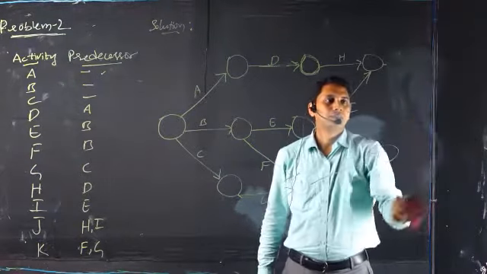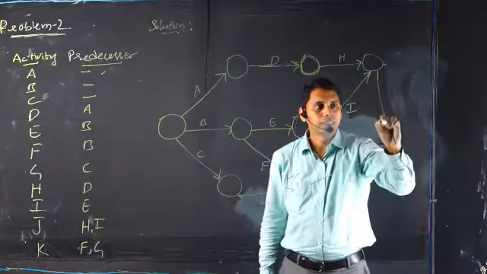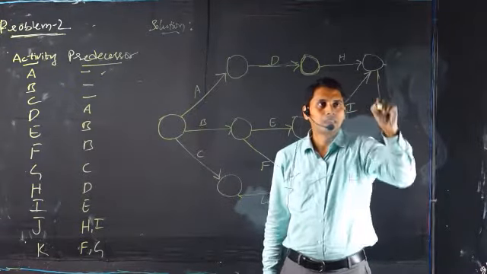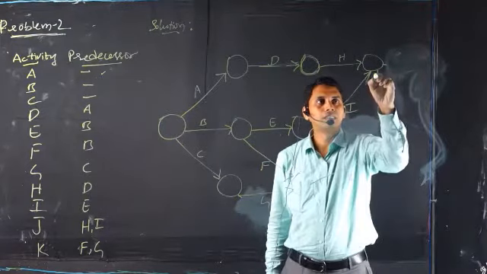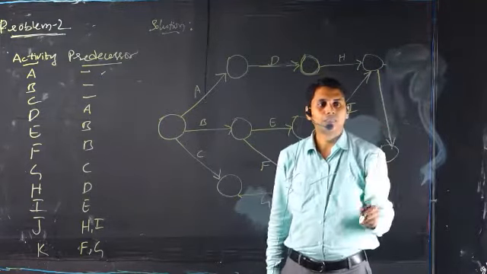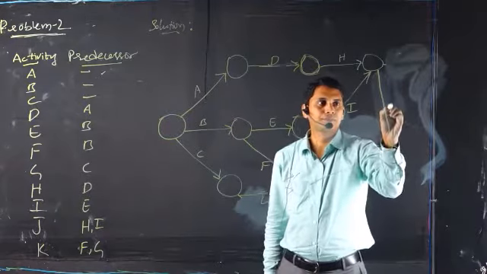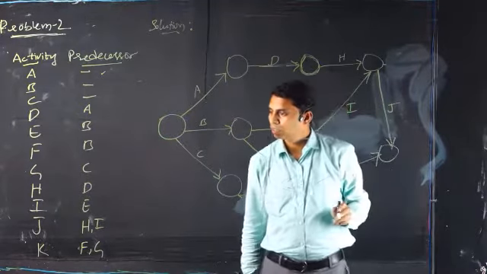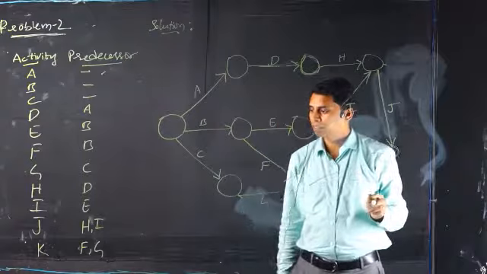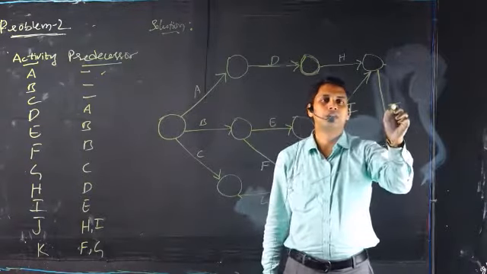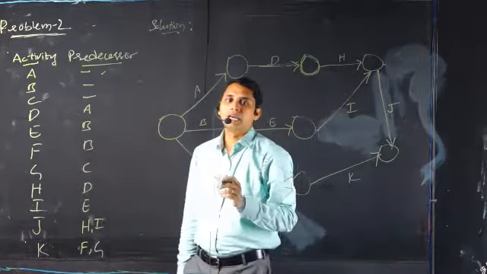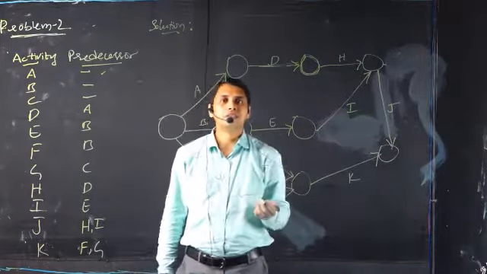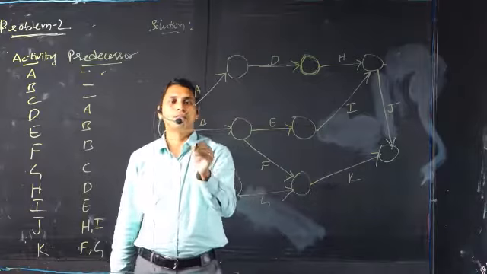So that's why we can join the J activity to the K activity. Hope you had understood this, why we have joined this J with the K. This is how we have to draw the network. And now let's give the numbering to this particular project.